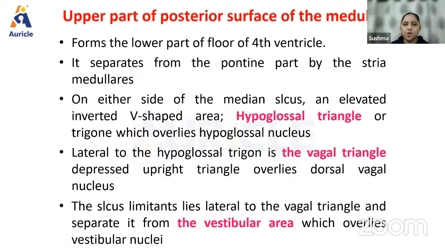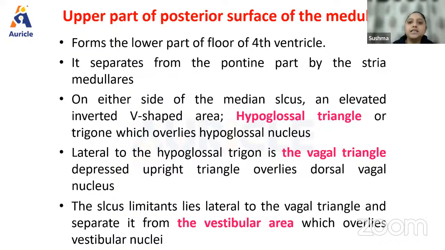And I know I'm using all of these terms: upper part, lower part, posterior, anterior. I hope you're getting an orientation. Here I'm talking about the posterior surface of the medulla, in which I'm talking about the upper part. In the lower part, I had the cuneatus and the gracilis. In the upper part, what are the different structures that I see? You have three important triangles: hypoglossal triangle, vagal triangle, and vestibular area. Okay? Hypoglossal, vagal, and vestibular.